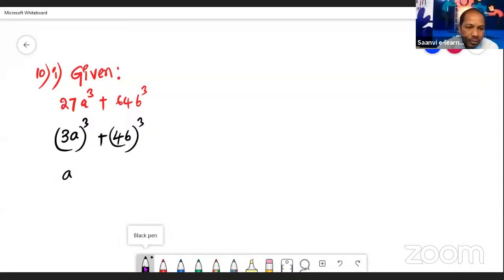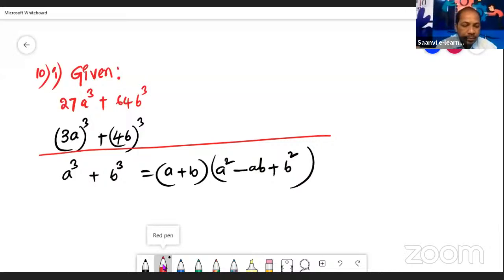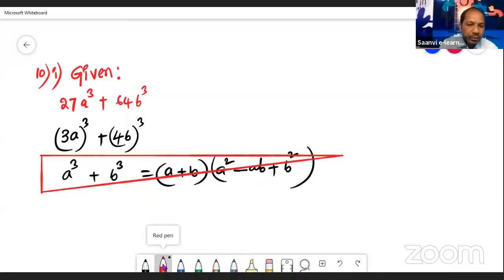So what is the a cube plus b cube formula? The a cube plus b cube formula is (a plus b) into (a squared minus ab plus b square). Just now we have proved it: x cube plus y cube is equal to (x plus y) into (x squared minus xy plus y square).